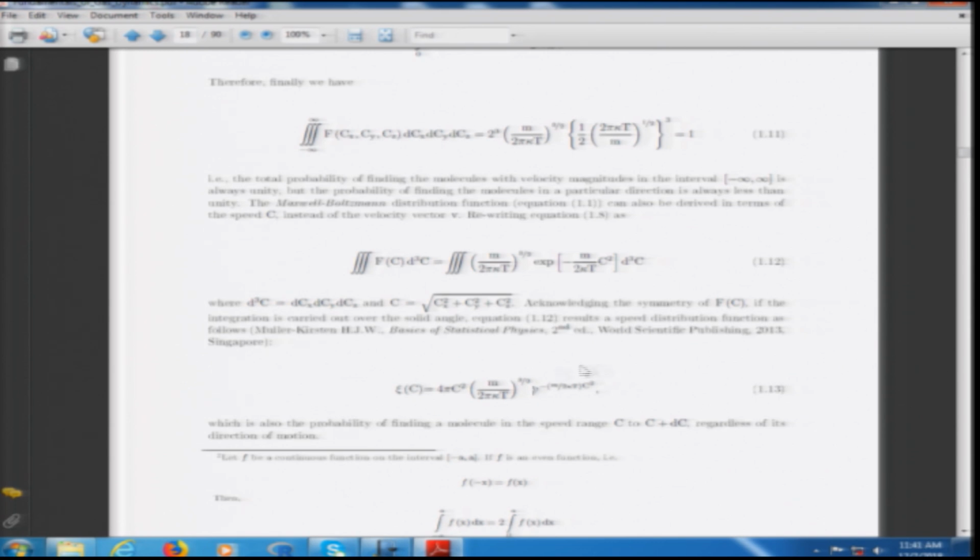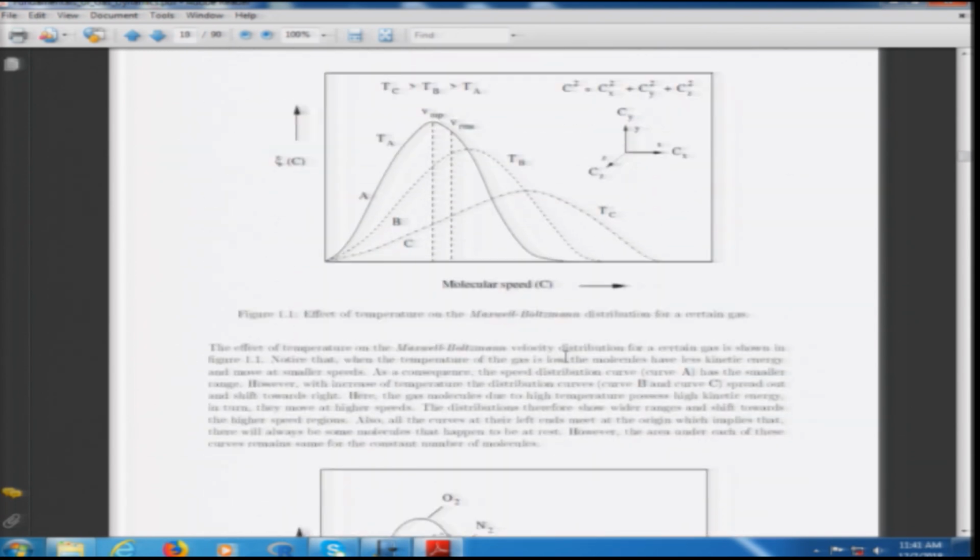And we have seen the speed distribution with respect to the molecular speed, as shown here in figure 1.1. You can see here the effect of temperature on the Maxwell-Boltzmann distribution for a certain gas. There are three graphs, one a black line and two with dotted lines, for temperatures Ta, Tb, and Tc, where Tc is more than Tb, which in turn is more than Ta.